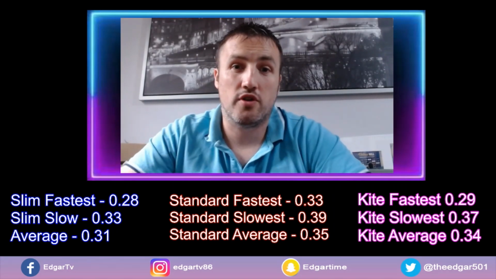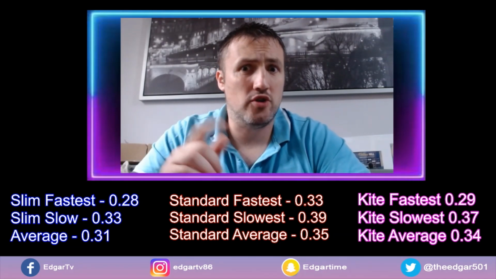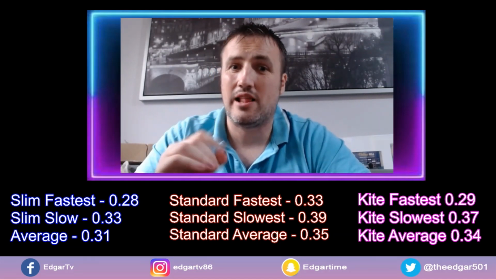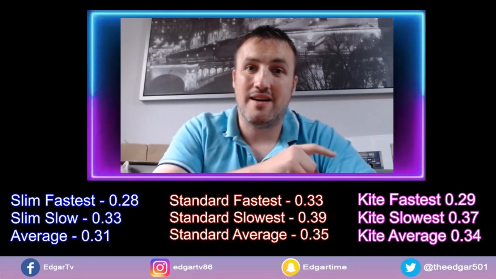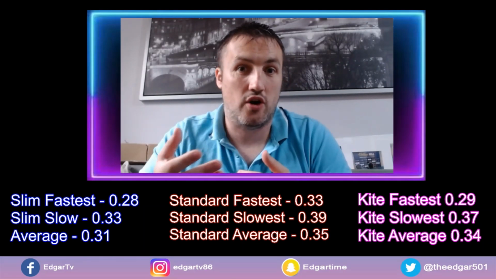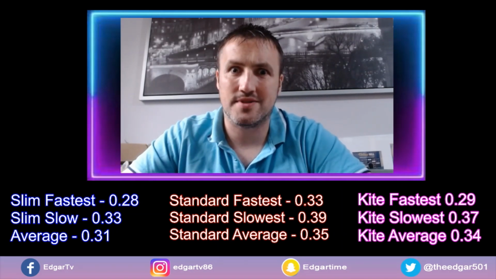Slowest time 0.37, so again a little bit closer to the standards, but the average of a 0.34 is very, very close to the standard. So not a lot of difference in the average, but there is a difference in that fastest time. The kites have the potential to get to the board a lot quicker, almost replicating the slims, in fact.